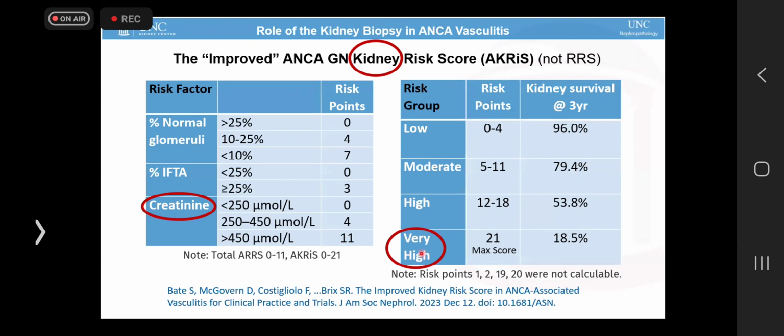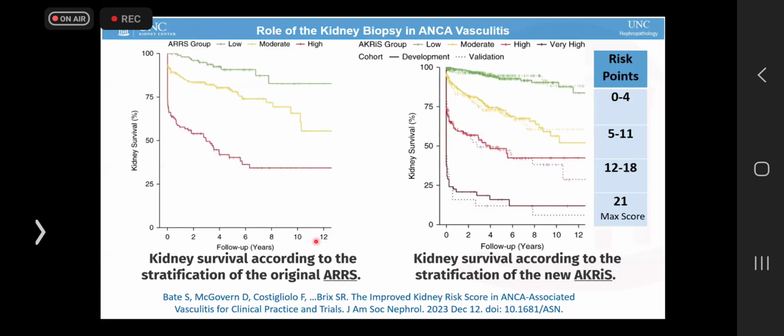Now creatinine is being used rather than GFR, but the normal glomeruli and the interstitial fibrosis are still the main factors that were identified as predictors based on severity. And a group was added of very high risk, which is basically a maximum score for these risk factors.